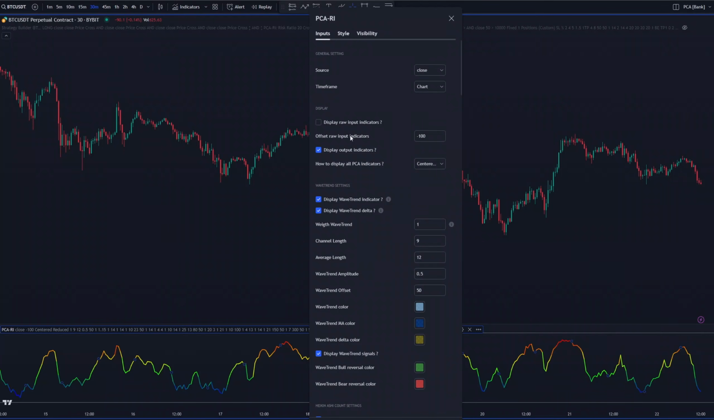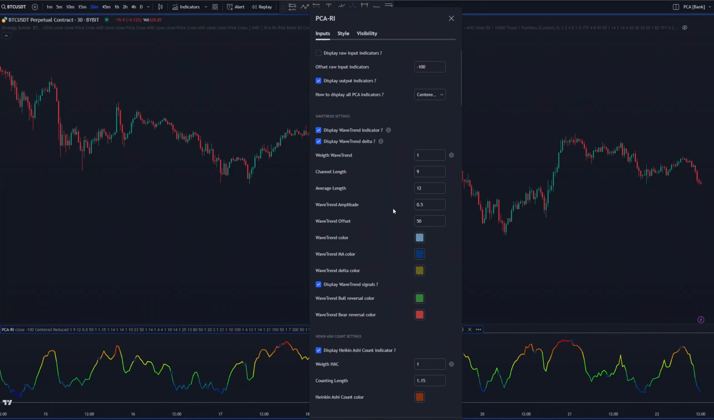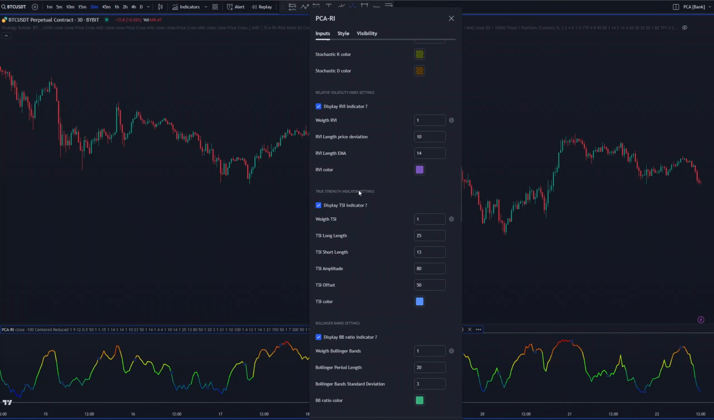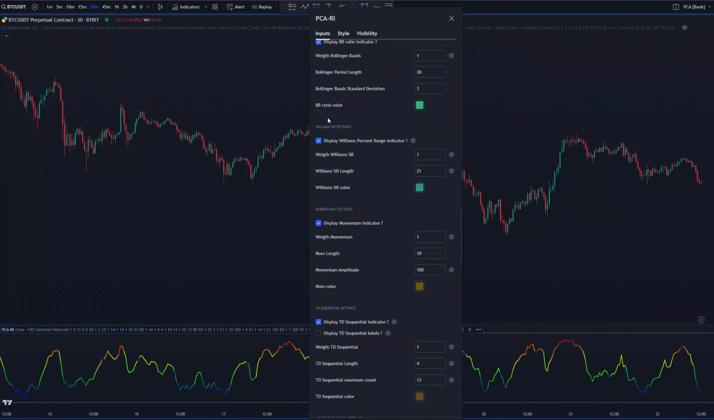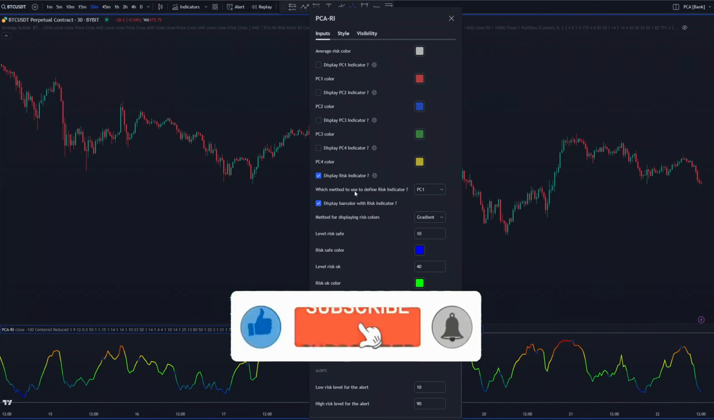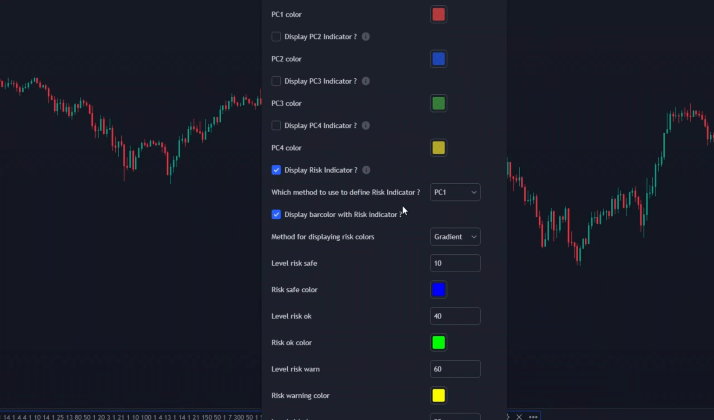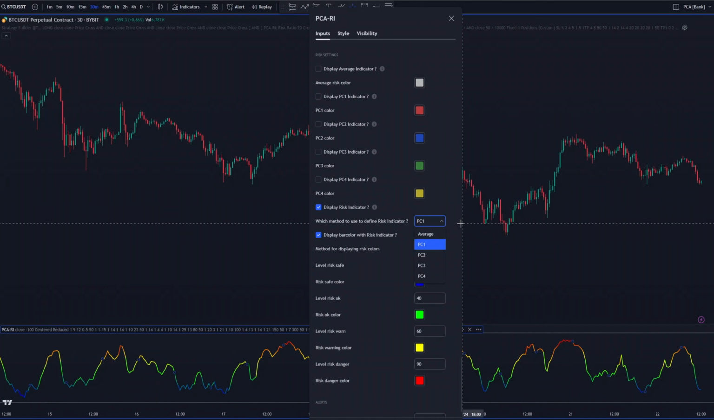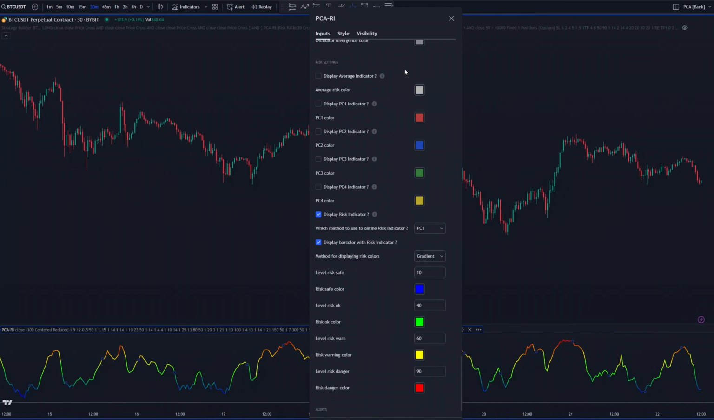By opening the PCA, you'll see that there are different indicators: wave trend, relative strength index, stochastic RSI, relative volatility index, strength indicator, Bollinger Bands, Williams percentage R, momentum percentage, money flow index, and many different indicators. Here in the last settings, you'll see which method to use to define the risk indicator. We will leave the default settings, PCA1, but there are different ways you can combine all of these indicators. If you want to modify these settings, you should change here to average. Otherwise, changing the above settings won't change the result. But you will find all this information in the documentation of the script. Today we will leave the default settings of the indicators.